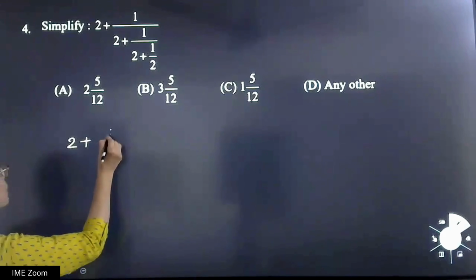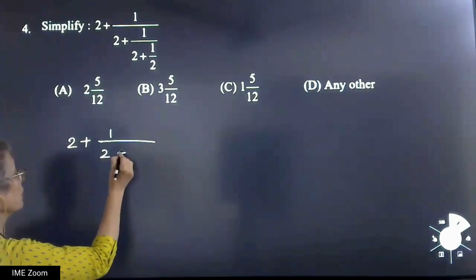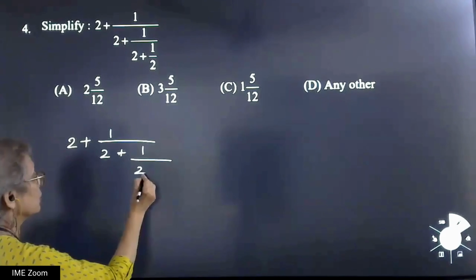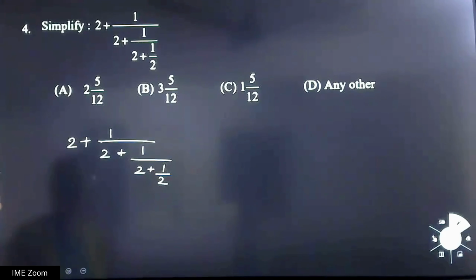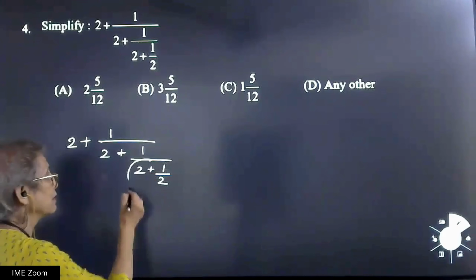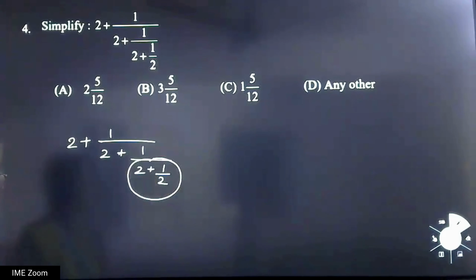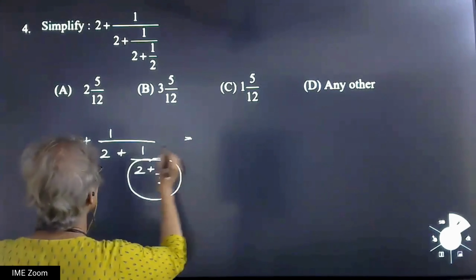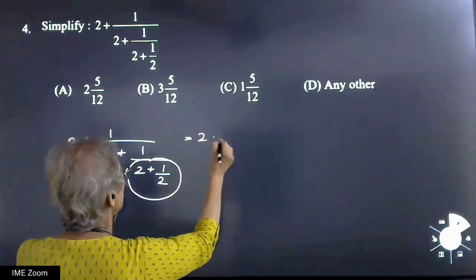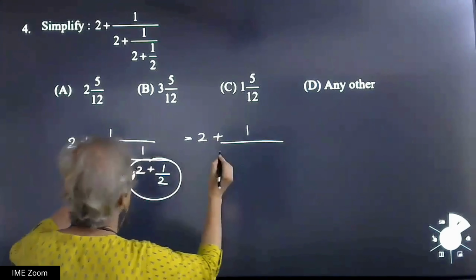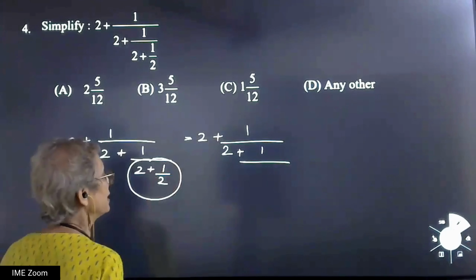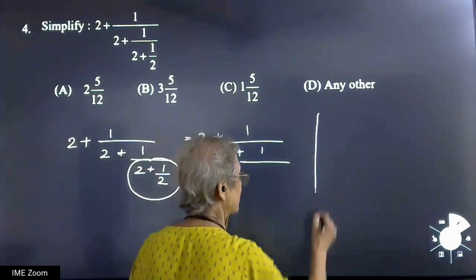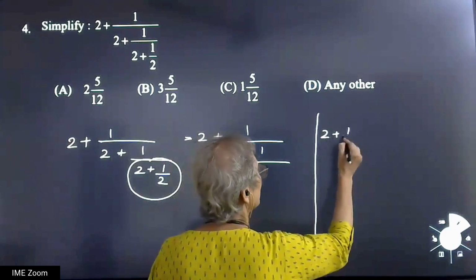This is 2 plus 1 upon 2 plus 1 upon 2 plus 1 upon 2. In these type of sums, we have to start from the bottom, from here. First, simplify this. Okay, so let us do the rest later. We will write as it is 2 plus 1 upon 2 plus 1 upon, and now let us add this. Now 2 plus 1 by 2. I will do it here separately. 2 plus 1 upon 2.